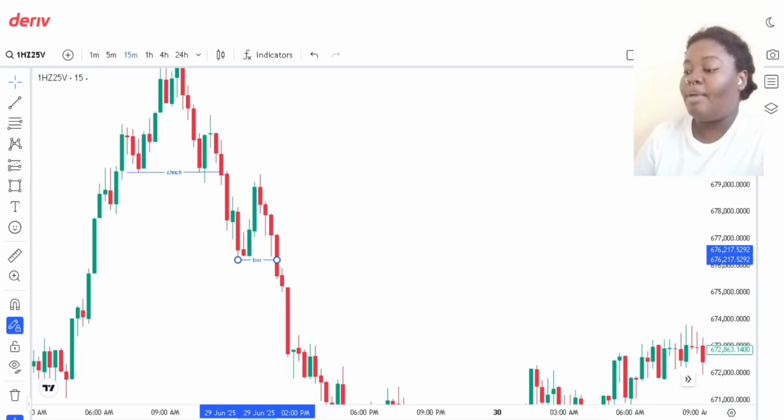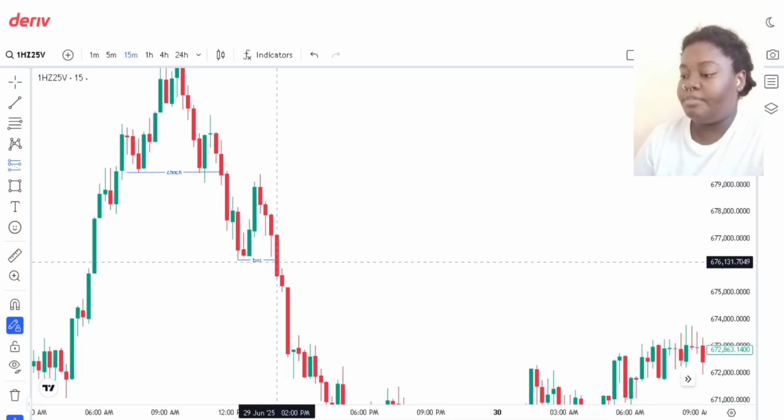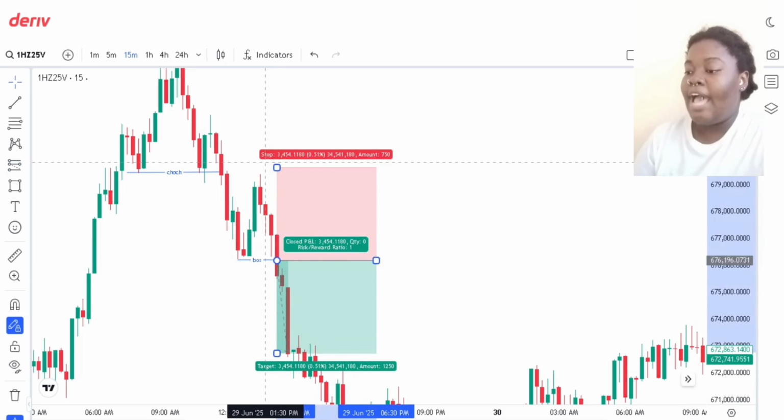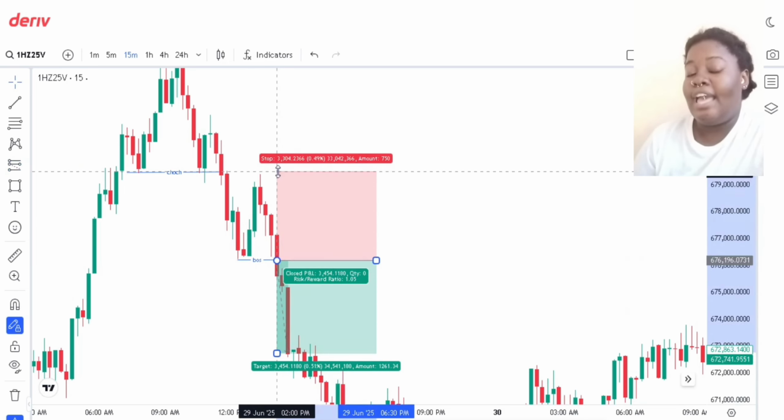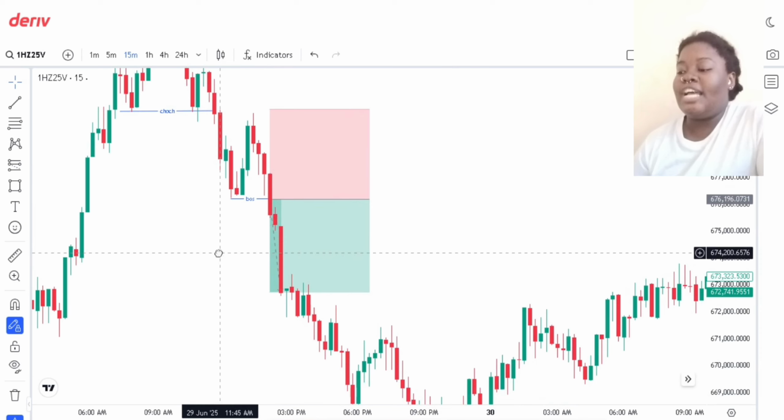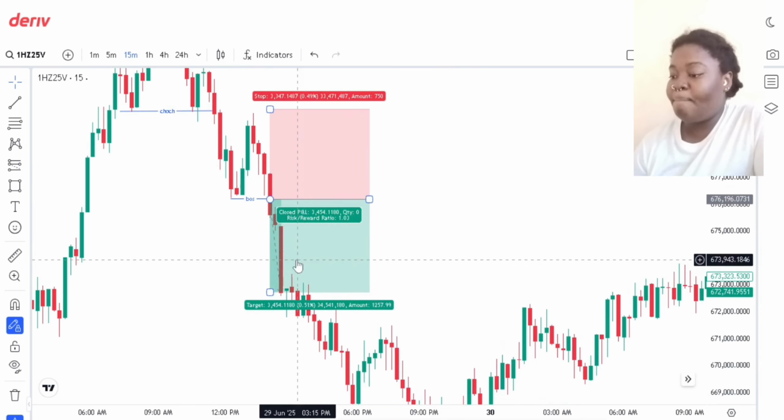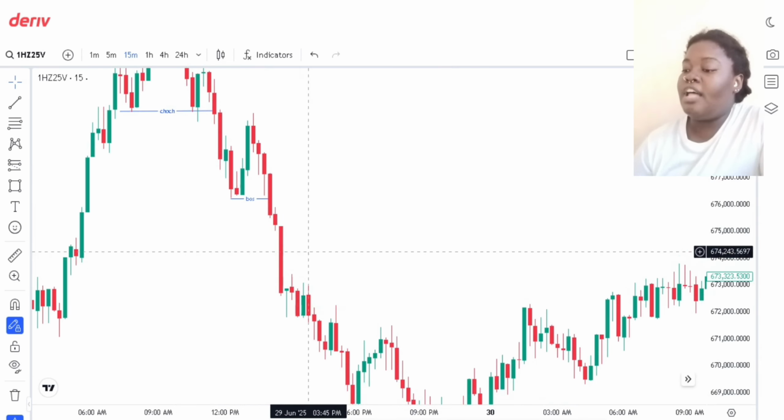So this is how I would enter the market. I would enter the market at this level, and my stop would be at the previous high, and then I watch as the market progresses. All right, so we're not focusing on that though.